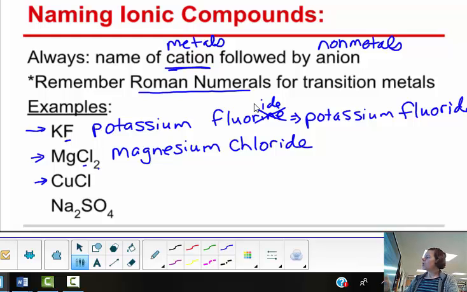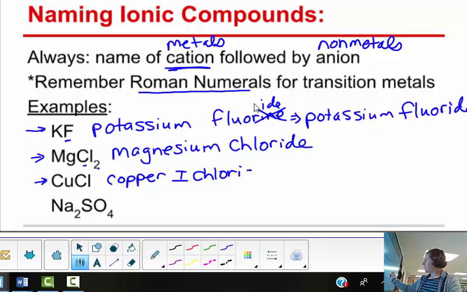All right, CuCl, okay, Cu is copper, and copper is a transition metal, so you need a Roman numeral. And you might be going, how the heck would I figure out the Roman numeral? Okay, you look at the number over here. Okay, what's the number with chlorine? Well, you're like, there's no number written. Right, that's because it's 1. So this becomes copper(I) chloride. Okay, if you're confused on that a little bit, we'll practice some more. It'll be okay.